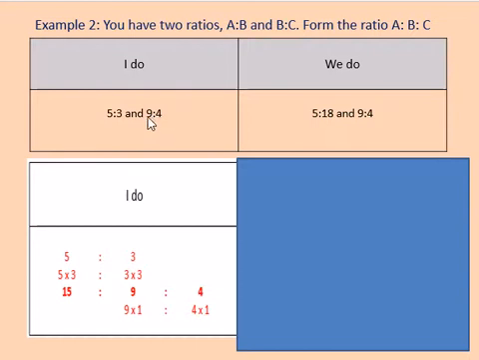But this one's a bit easier because this time 9 is already a common multiple of 9 and 3. So all we're going to do is multiply the first ratio by 3. I'll show you why we do that in a minute. So 5 times 3 equals 15. 3 times 3 equals 9. So this ratio is 15 to 9. Then that makes both the B's the same number, so we can compare the A and the C. So this ratio becomes 15 to 9 to 4.